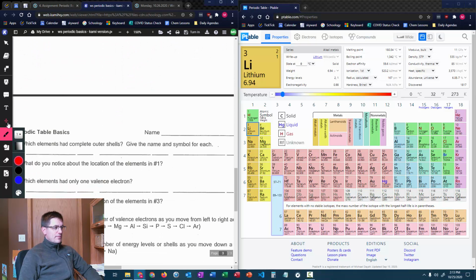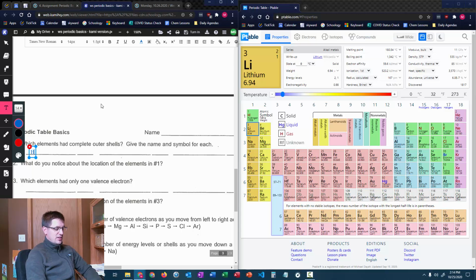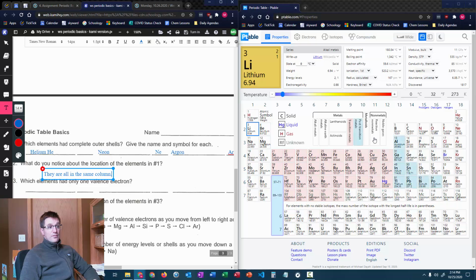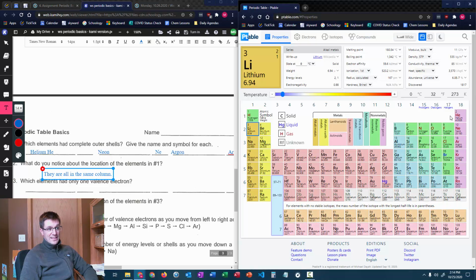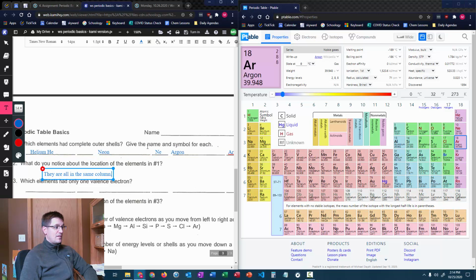It's interesting. All three of those are in the same column on the periodic table. Neon and argon. What do you notice about the location of the elements in number 1? Okay, they are all in the same column. And if we look over on ptable.com, we see that that column is number 18. So helium, neon, and argon are all in column number 18.